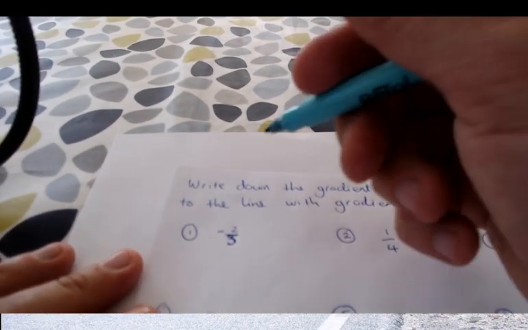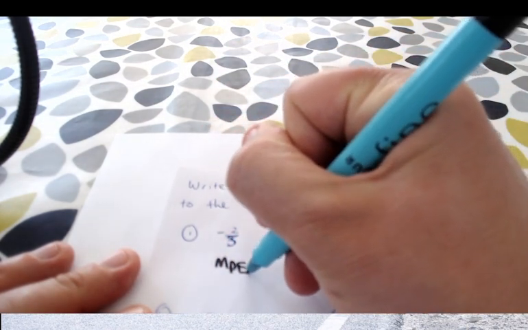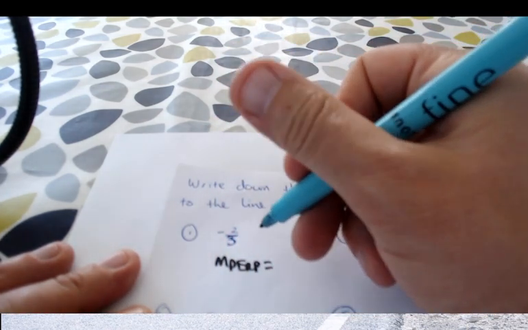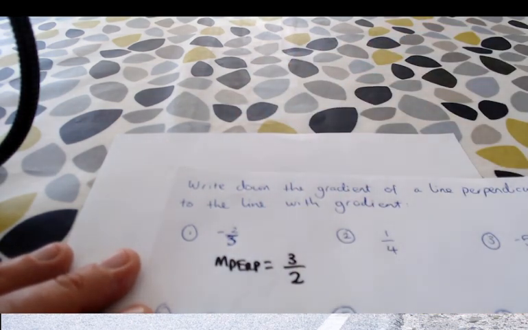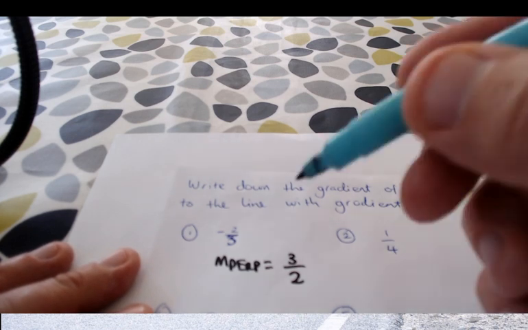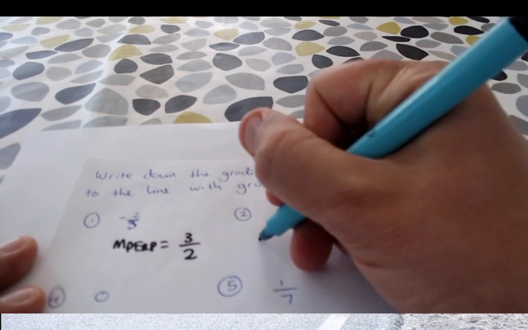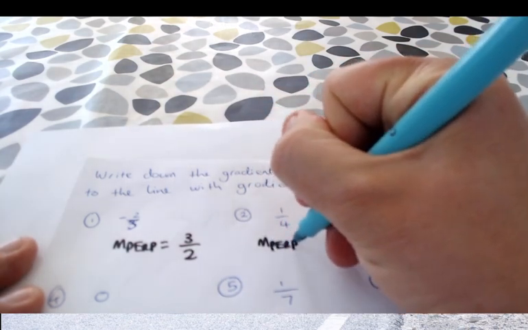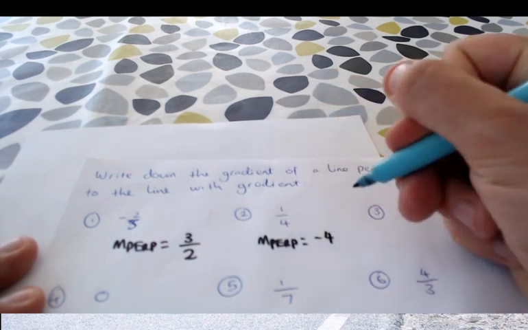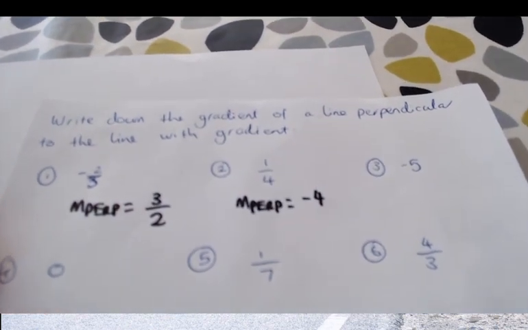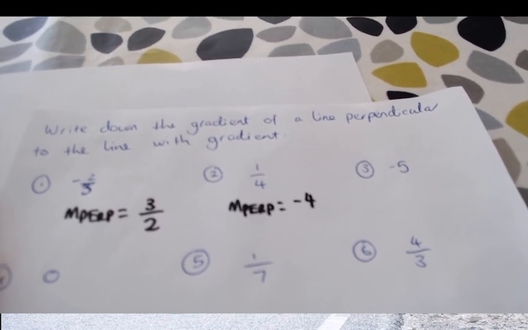Okay, so the first one, minus 2 over 3. If I want to get a perpendicular line to that, turn it upside down, change the symbol: 3 over 2. I'm going to call the perpendicular gradient m-perp, because that's what all the cool people do. 1/4: upside down, change your symbol, minus 4. I would get minus 4 over 1, but in a fraction you don't need to write over 1.